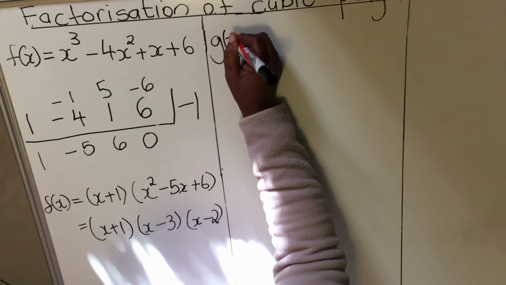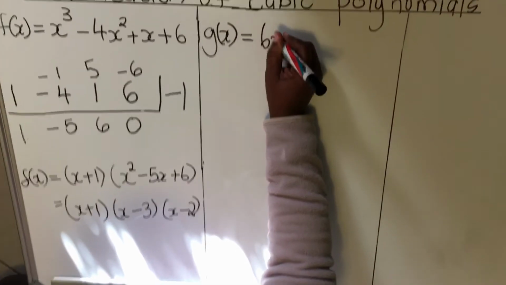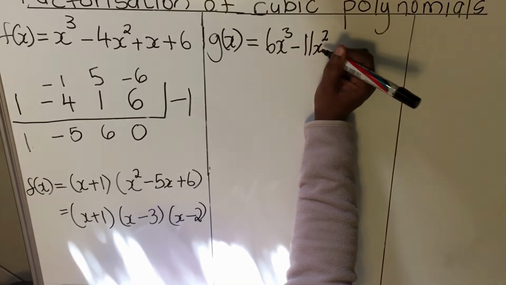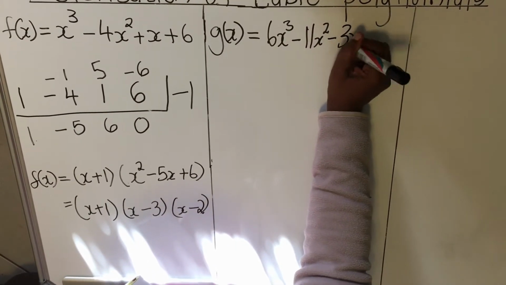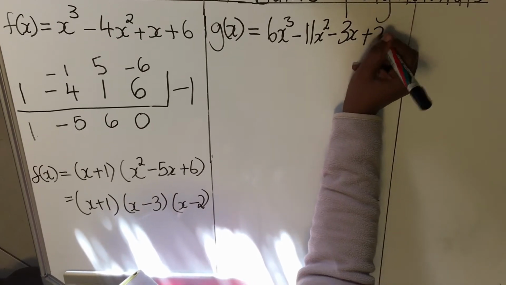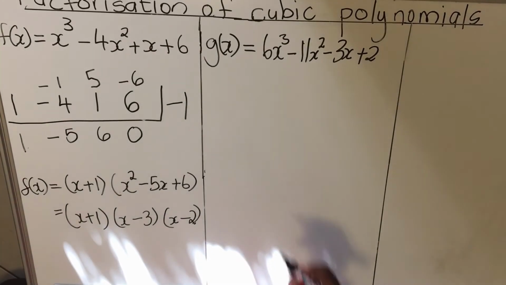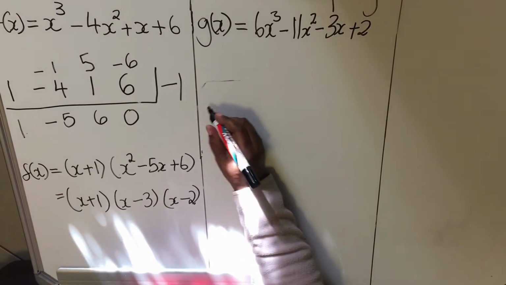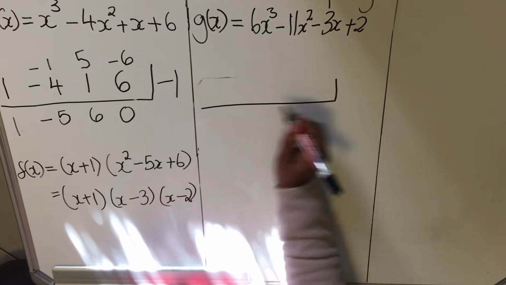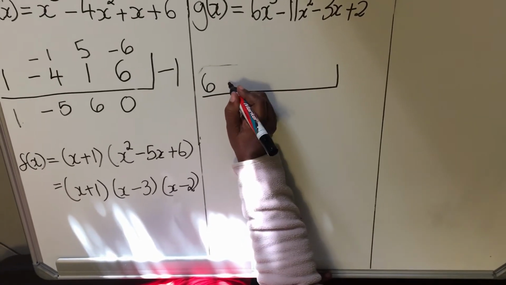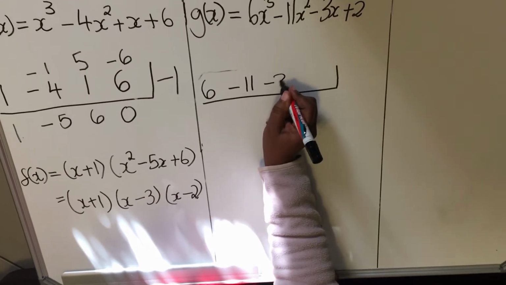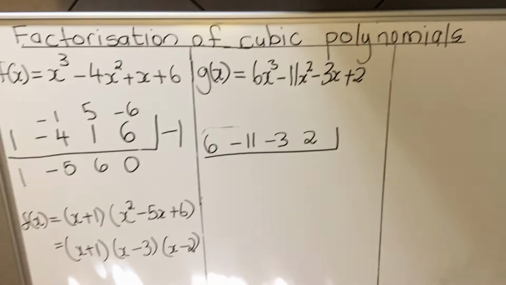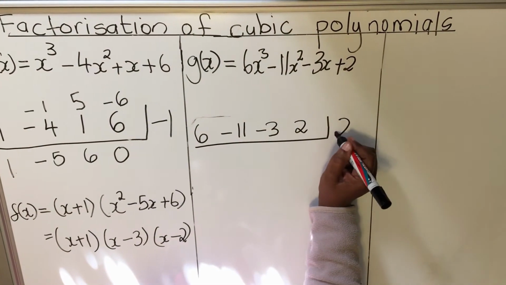The second example, we're going to use g at x equals 6x cubed minus 11x squared minus 3x plus 2. Right, slanting L. Let me take it down a bit so that I have enough space. Then 6, minus 11, minus 3 and 2. Then I use the factor theorem. I look for the factor. Then the factor is 2.